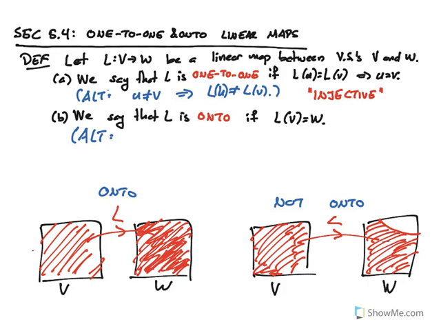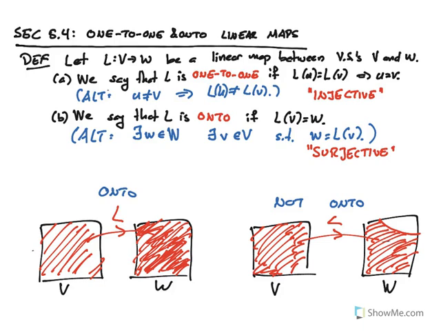Onto means that for every vector W in the target space, there exists a vector V in the source space such that W is the image of V. The fancy word for this property is surjective. We're not really going to use these Latin words. We're going to say one-to-one and onto for the most part. But you might see the other ones from time to time, so they're good to recognize.